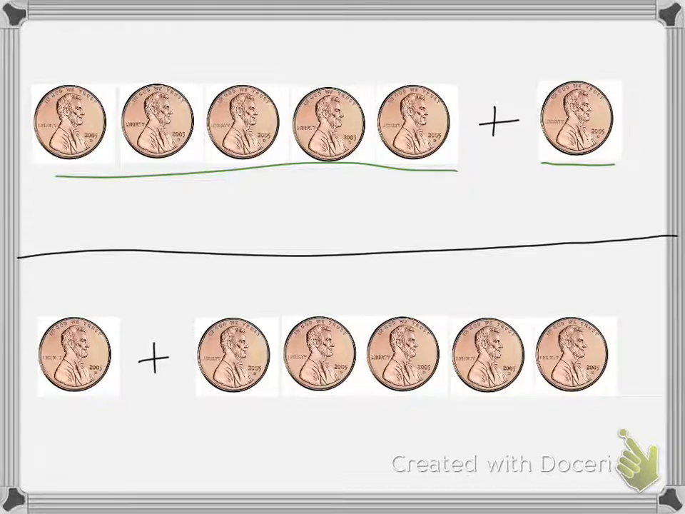So how many pennies do I have now? Well, you can see that I have a total of 1, 2, 3, 4, 5, 6 pennies. So the number sentence I would write with this would be 5 plus 1 equals 6. So I started with 5, I added one more, and my total is 6.